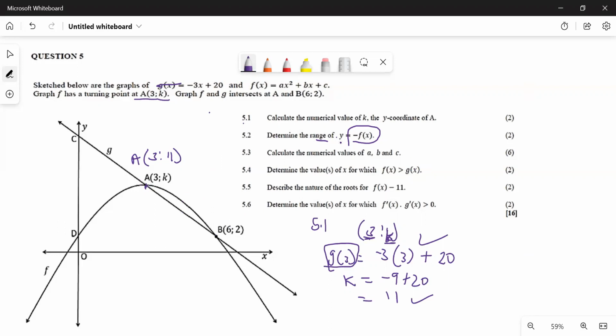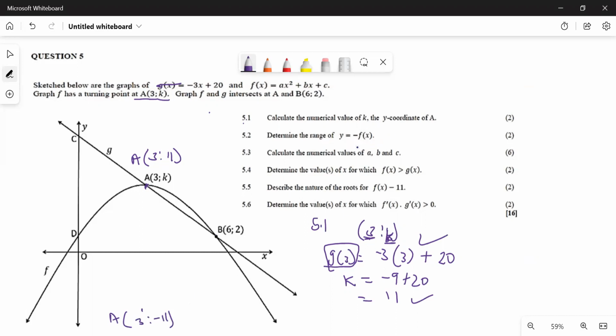They're saying we want to determine the range of a reflection of f of x by the x-axis. So how do I know which is the reflection by the x-axis? Instead of having y, now you have minus y. So what is going to change on this graph? It's y. X is going to remain the same, but y is going to become negative. So what do you expect the coordinates of A to be? 3 and minus 11.